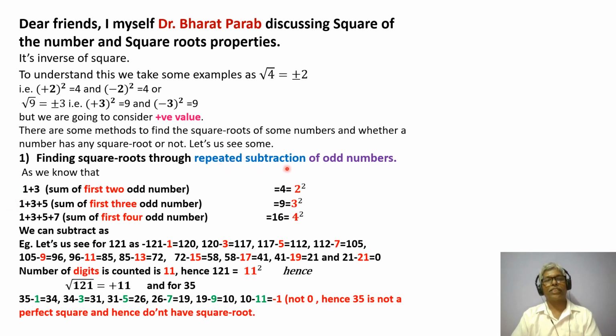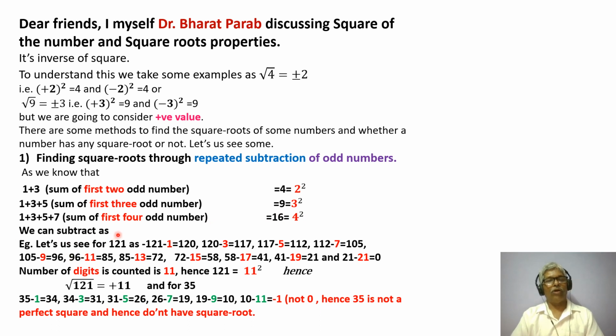See this repeated subtraction. There it was addition of the odd numbers to get squares; this is the reverse of that, so repeated subtraction of odd numbers. 1 plus 3 is the sum of two odd numbers, which is 4. We have taken two numbers, so it is 2 square. The first three odd numbers, 1 plus 3 plus 5, is 9, and three numbers are counted, so 3 square. It is very easy. 1 plus 3 plus 5 plus 7, four odd numbers, is 16, so it is 4 square.